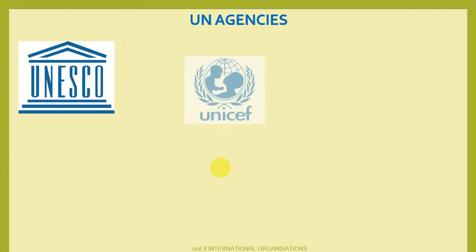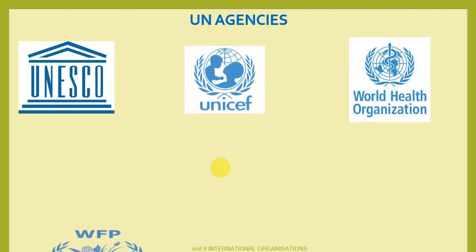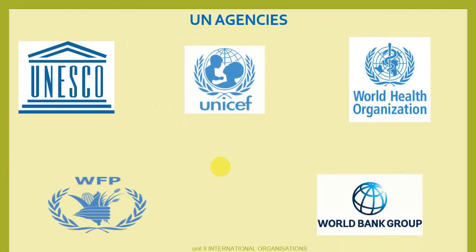This is an additional part. We are going to see some agencies that work for the United Nations, agencies that help the United Nations. You have UNESCO, UNICEF, the World Health Organization, WFP, the World Food Program, and the World Bank Group. These are the agencies that help the United Nations.